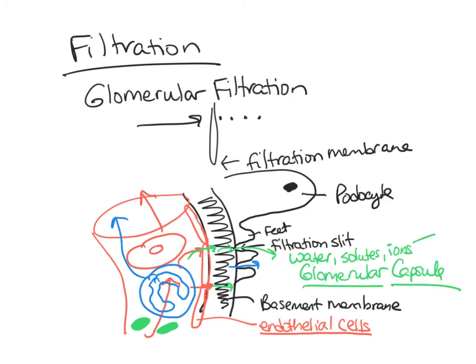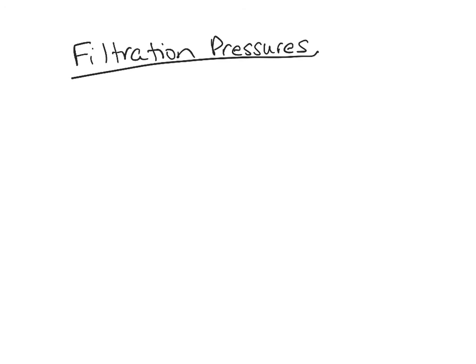These things then are going to continue into the proximal convoluted tubule, where some of those things will be reabsorbed back into the body. Now we're going to take a look at filtration pressures. And the first thing I want to do is compare the pressures in the glomerulus with pressures in other capillaries in your body.